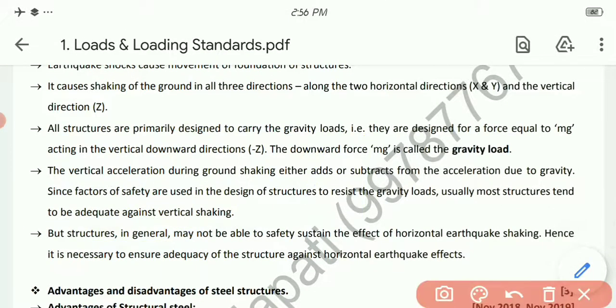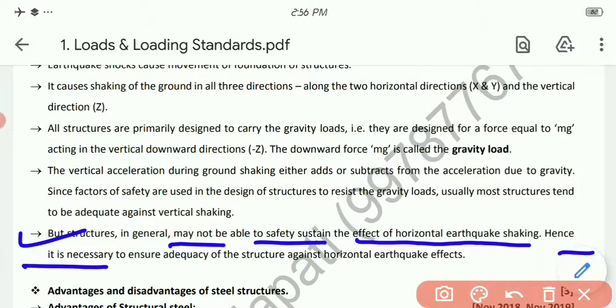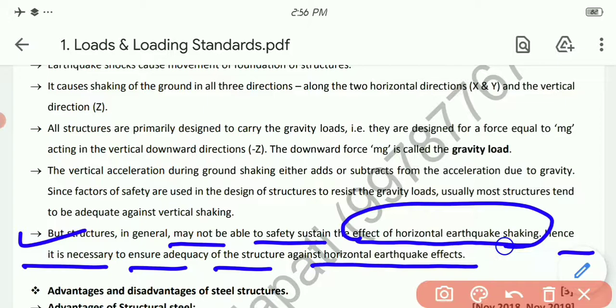In general, the building may not be able to safely sustain the effect of horizontal earthquake shaking. Hence, it is necessary to ensure the adequacy of the structures against the horizontal earthquake effects. The structure can easily sustain the vertical loading, but at the same time it is not able to sustain the effect of horizontal earthquake shaking. So, it may cause the failure of the structure.